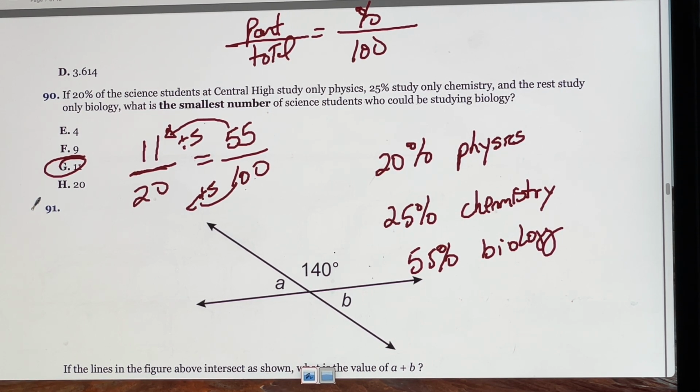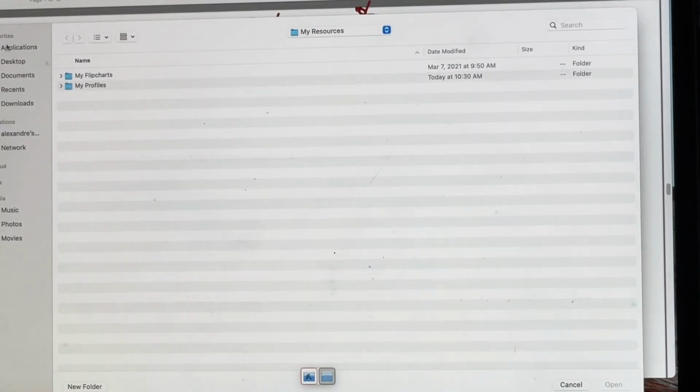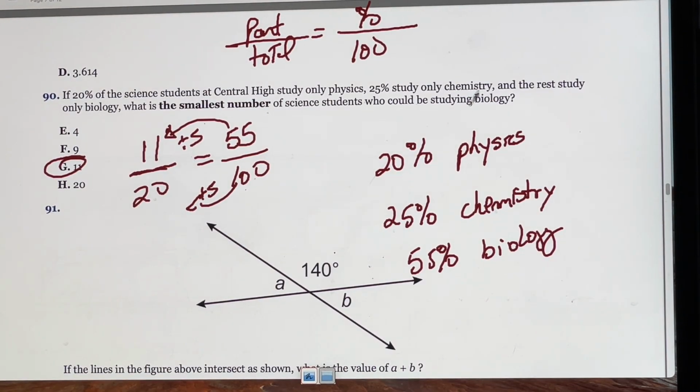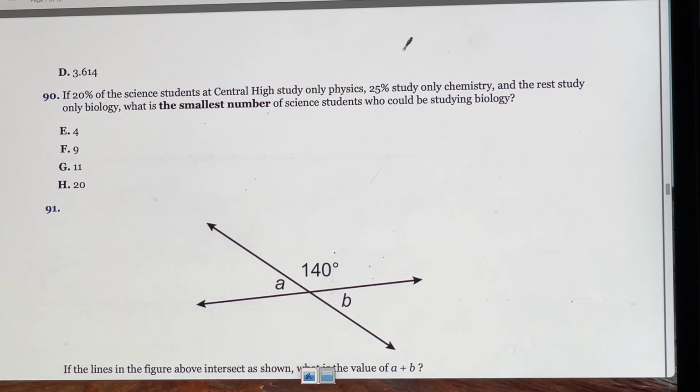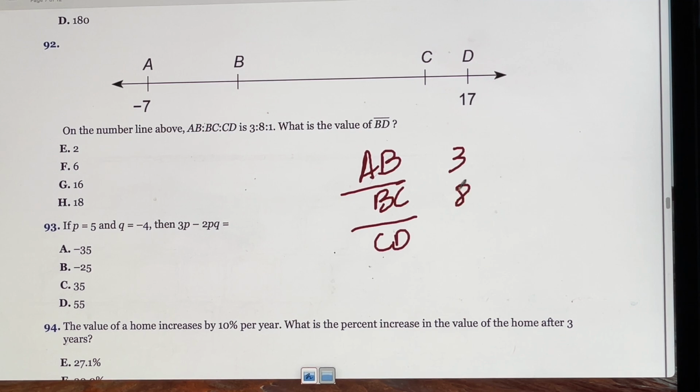Okay? 90, 92. All right, not too many left. Now I have a number line ratio. It says that in the number line above, the ratio of AB to BC to CD is 3 to 8 to 1.